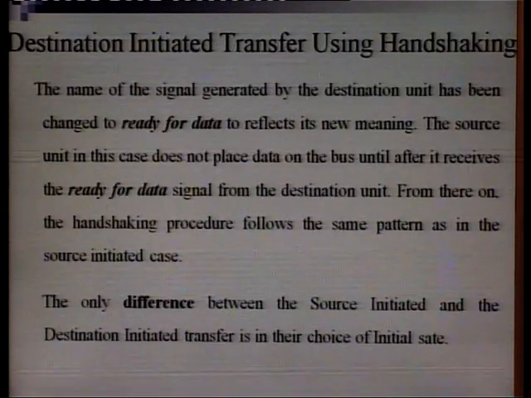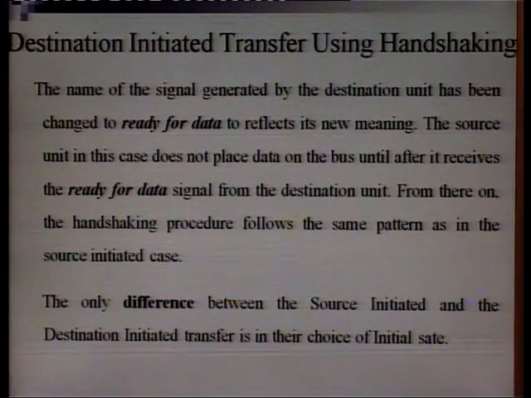Now the second case is destination initiated transfer using handshaking. As the name suggests, it is started from the destination side, so the initial state will be the destination side. The destination unit has to change the ready for data signal to reflect its new meaning. The source unit in this case does not place the data on the data bus until it receives the ready for data signal from the destination side.